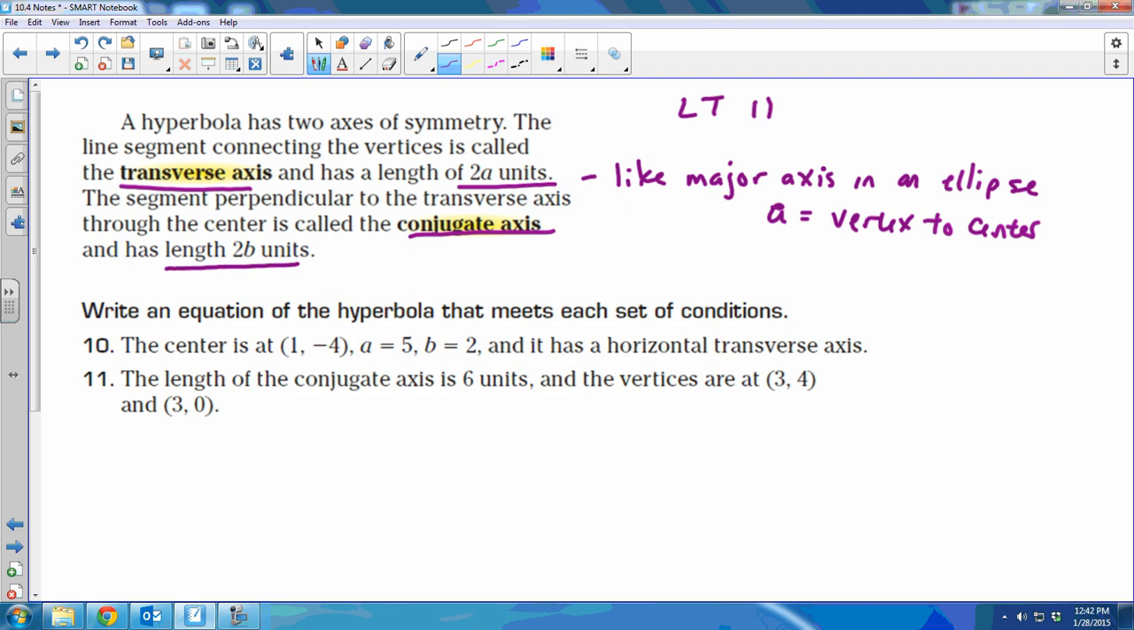So two examples first that are relatively simple. Again, just like yesterday, to write an equation, you need the orientation, horizontal or vertical, you need the center, and you need A, and you need B. If you have those four things, you can write the equation. So the first example just says the center is at 1, -4. Well, that's HK. Excellent. A equals 5, and B equals 2. So we know A and B. And it says it has a horizontal transverse axis. So what does that mean it is? Horizontal or vertical? Horizontal. Yeah.